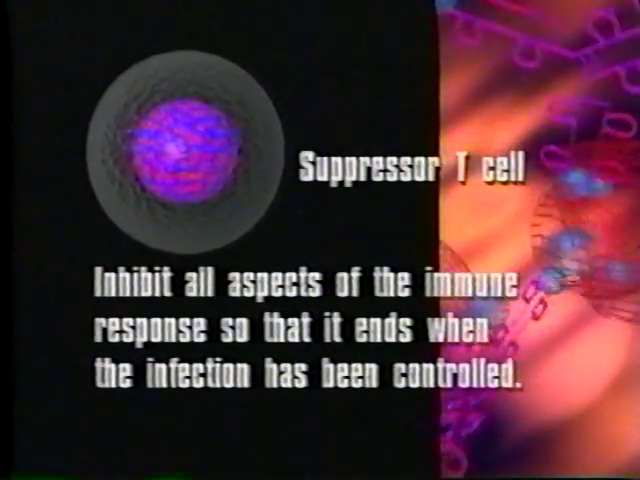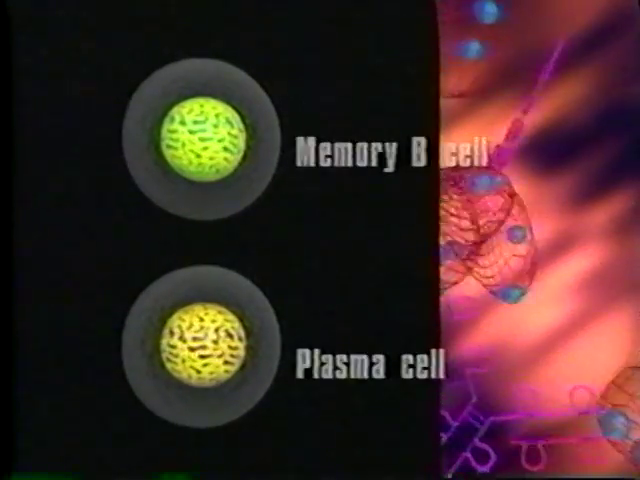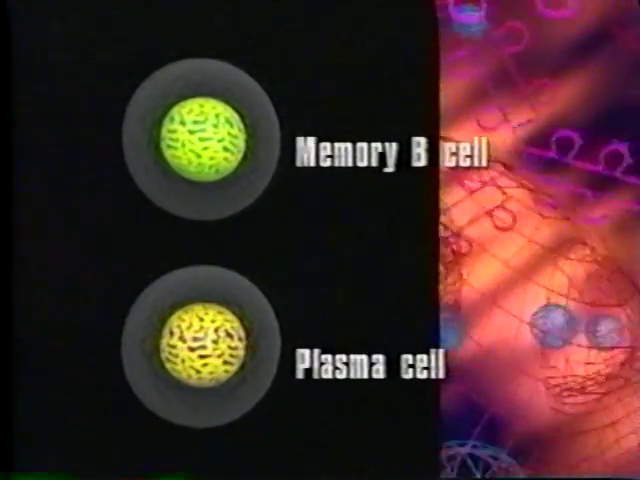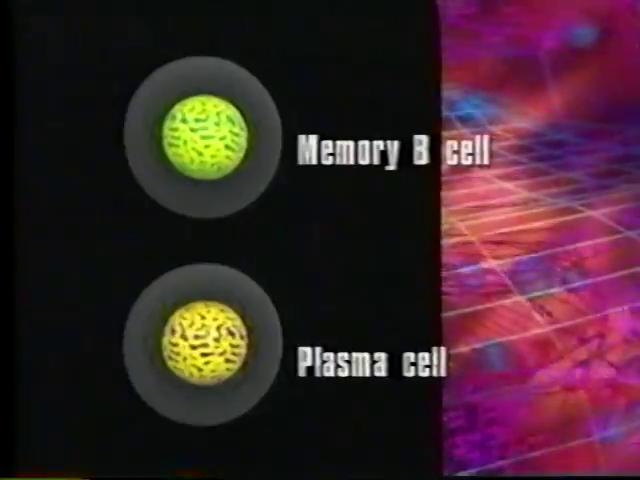The second specific defense mechanism is the antibody-mediated response. B lymphocytes, or B cells, are also produced in your bone marrow. Activated B cells divide to produce two types of defensive cells, plasma cells and memory B cells. As with T cells, each B cell is programmed to target only one specific antigen.